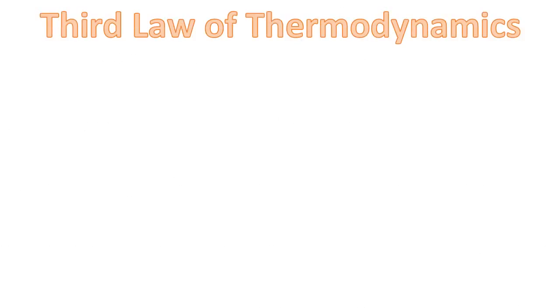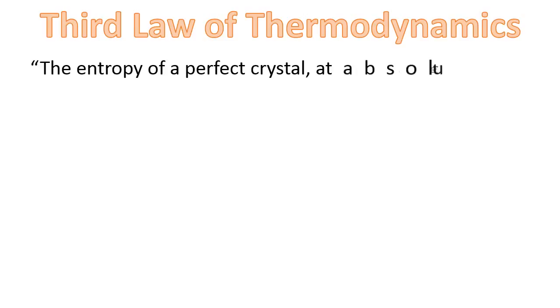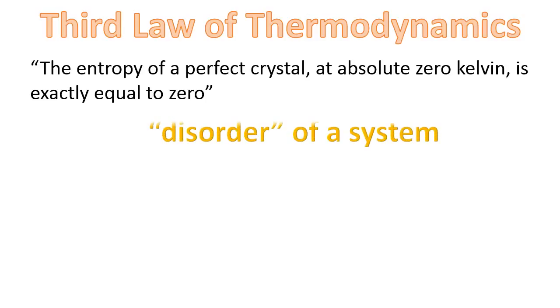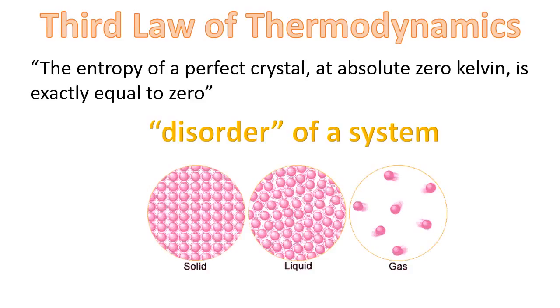The third law of thermodynamics establishes that the entropy of a perfect crystal at absolute 0 Kelvin is exactly equal to 0. Entropy is defined as the disorder of a system. For example, in the states of matter, liquid, solid, and gas, they are made of microscopic particles. In the solid state, the molecules are in order. This means that the entropy is lower.